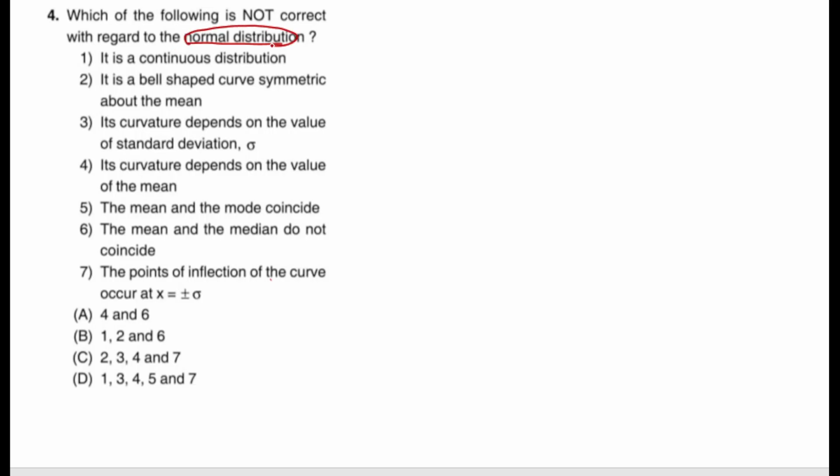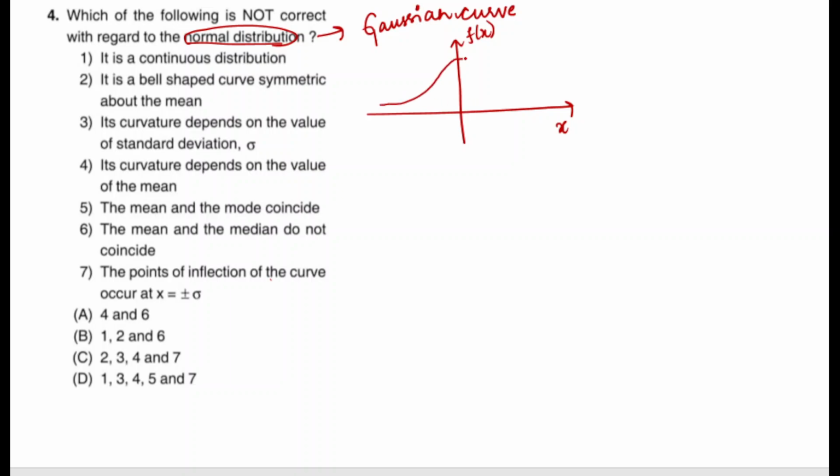This normal distribution is nothing but the Gaussian distribution. Now the curve for the Gaussian distribution looks like this. I am going to write it again. If I plot f of x, a function, along the y-axis and x along the x-axis, we'll get a bell-shaped curve like this. It is a continuous curve and there are no breaks. The origin we represent by mu. Here mu represents the mean.